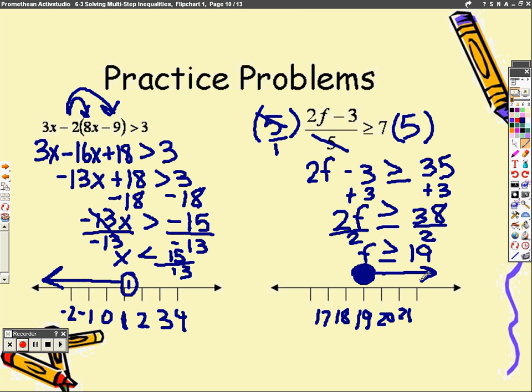The thing that you must remember when you're solving inequalities, they're just like equations, except when you multiply or divide by a negative value, then you need to flip the sign.